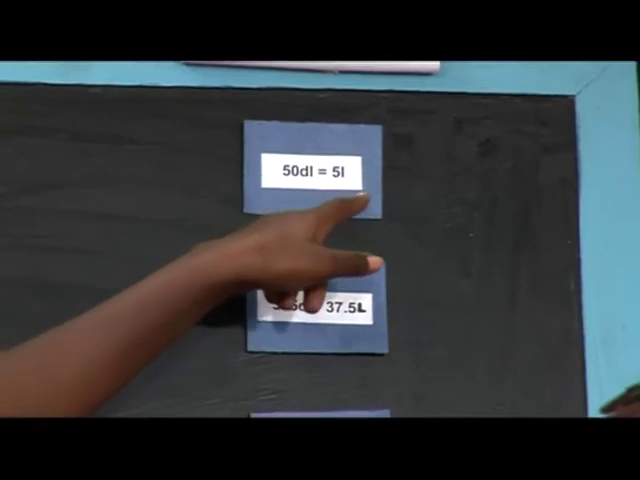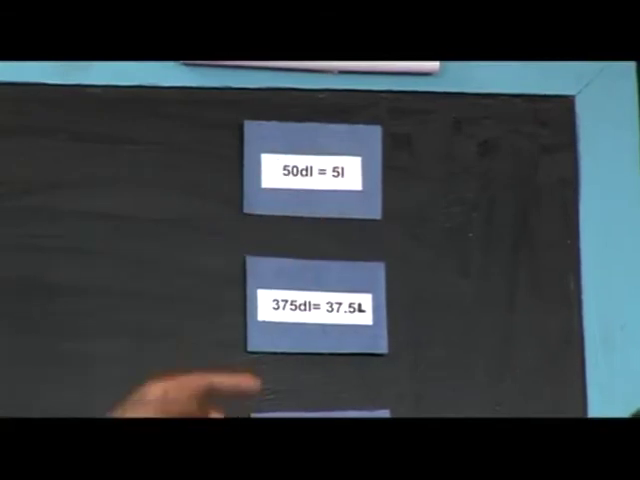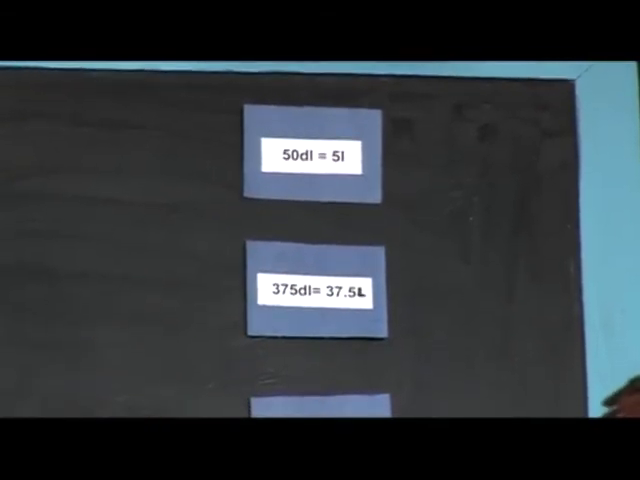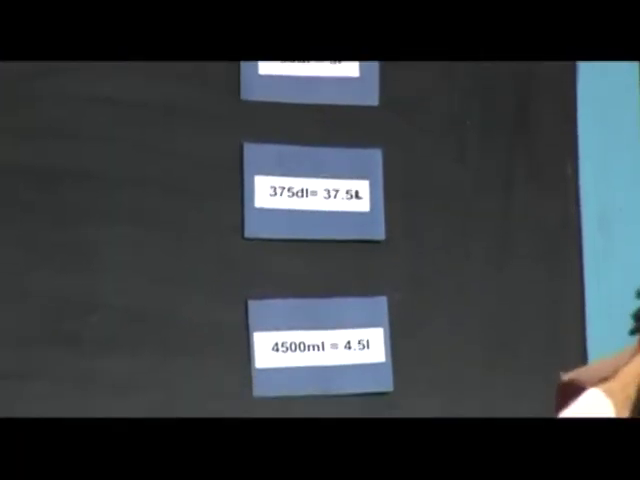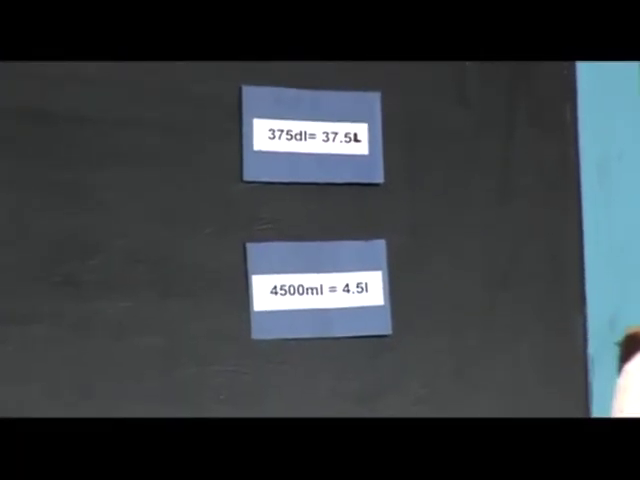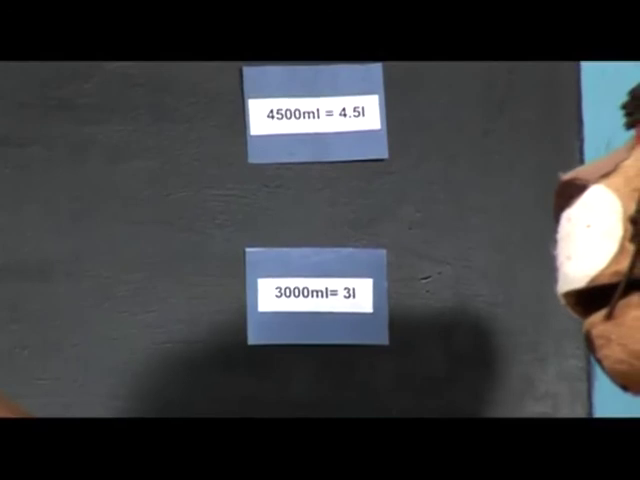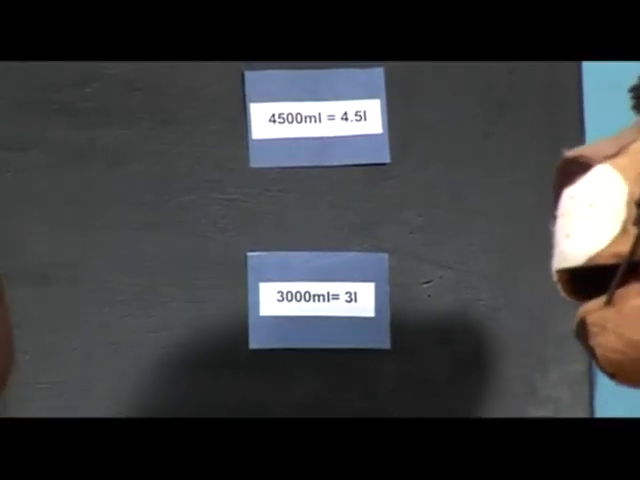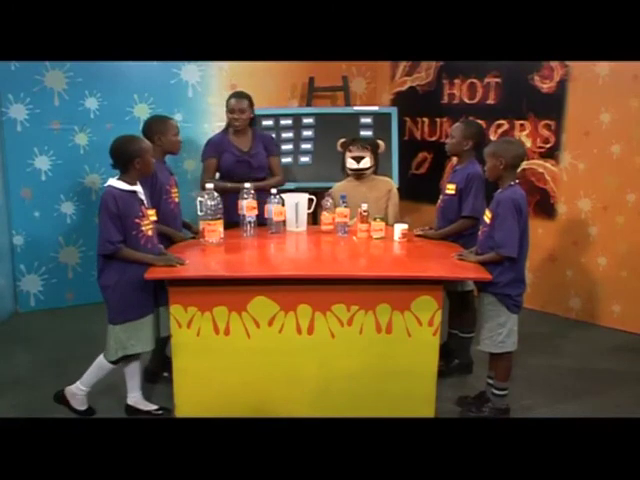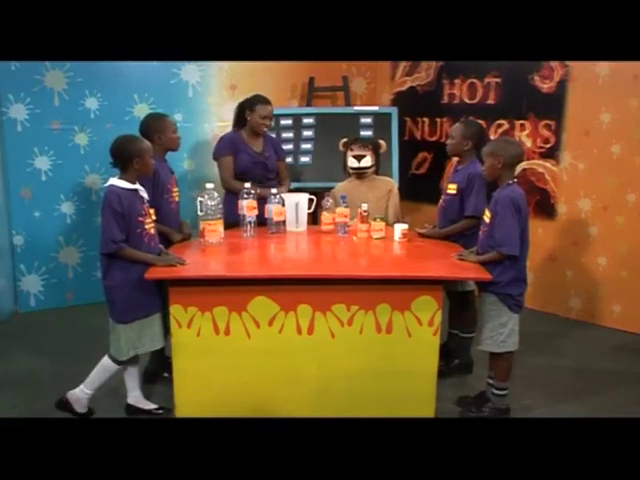50 deciliters equals 5 liters. 375 deciliters equals 37.5 liters. 4,500 milliliters equals 4.5 liters. And 3,000 milliliters equals 3 liters. Well, I'm very happy that you can all now convert various measuring units to different measuring units.